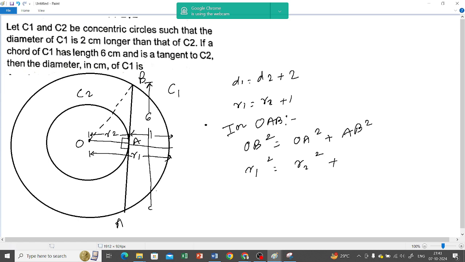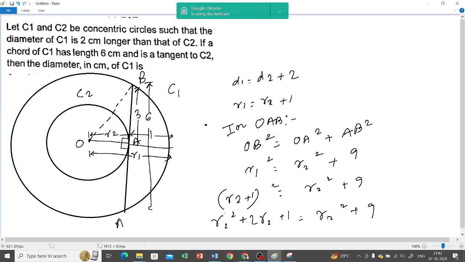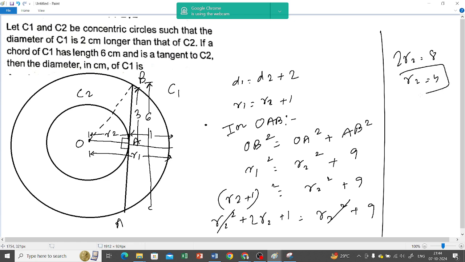So the length of this chord is what? 6 centimeter, right? What will be the length of this part? 3 centimeter, right? So 9. What is R1? R2 plus 1 whole square, right? So R2 square plus 2R2 plus 1 is equals to R2 square plus 9. This R2 square gets cancelled out, right? So 2R2 is 8 and R2 is 4. If R2 is 4, then R1 is 5. Then what is D1? 10 centimeter.